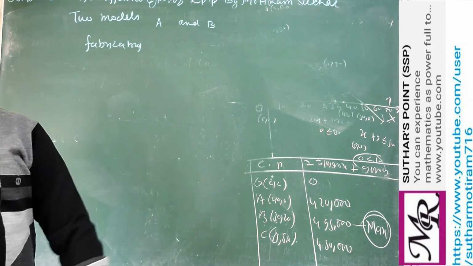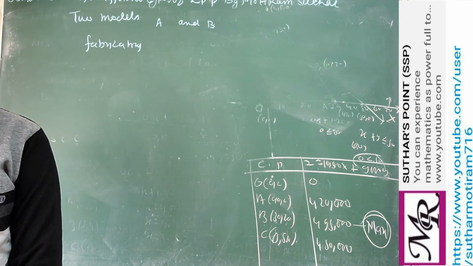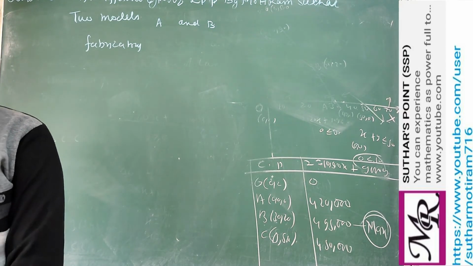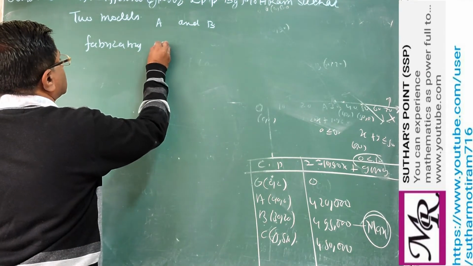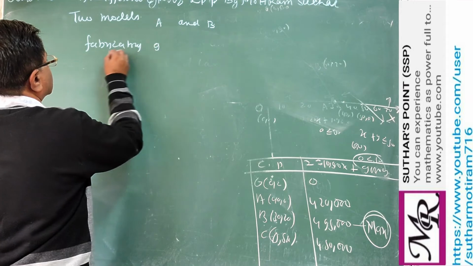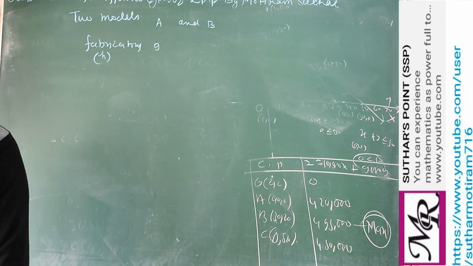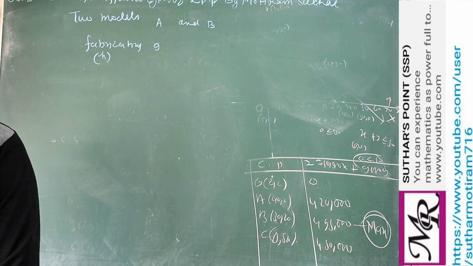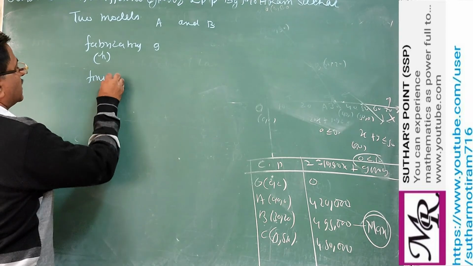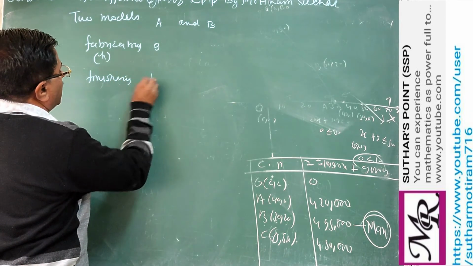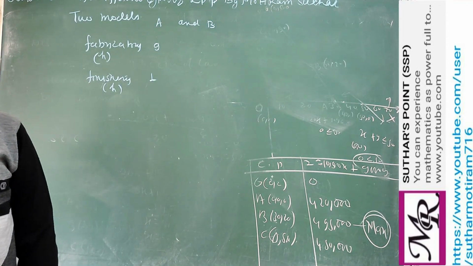Now the question says a manufacturing company makes two models, A and B, of a product. Each piece of model A requires 9 labor hours for fabricating and 1 labor hour for finishing. This is the time taken by the machine.